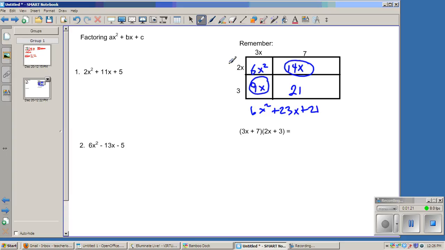Another way of writing it is length times height, and the length of this whole thing is 2x plus 3. And the width of the whole thing is 3x plus 7. And so another way of writing it is 3x plus 7 times 2x plus 3. So these two things are equivalent. It's just two different ways of writing exactly the same information.